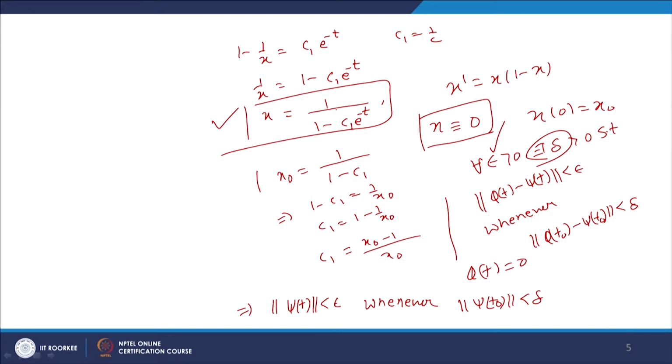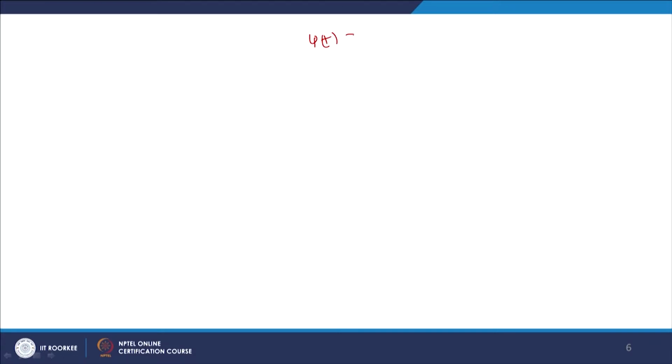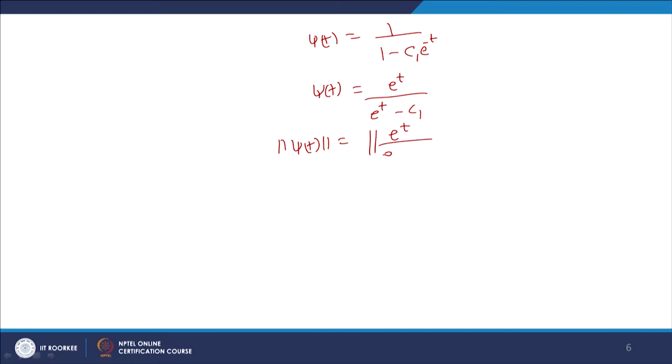So, your psi t is 1 upon 1 minus C1 e to the power minus t, or I can simplify it further. I can write it as e to the power t upon e to the power t minus C1, and that is your psi t. Now look at the norm of psi t. So the norm of psi t will be what? The norm of e to the power t divided by e to the power t minus C1, and we want to make this quantity small, say less than epsilon.